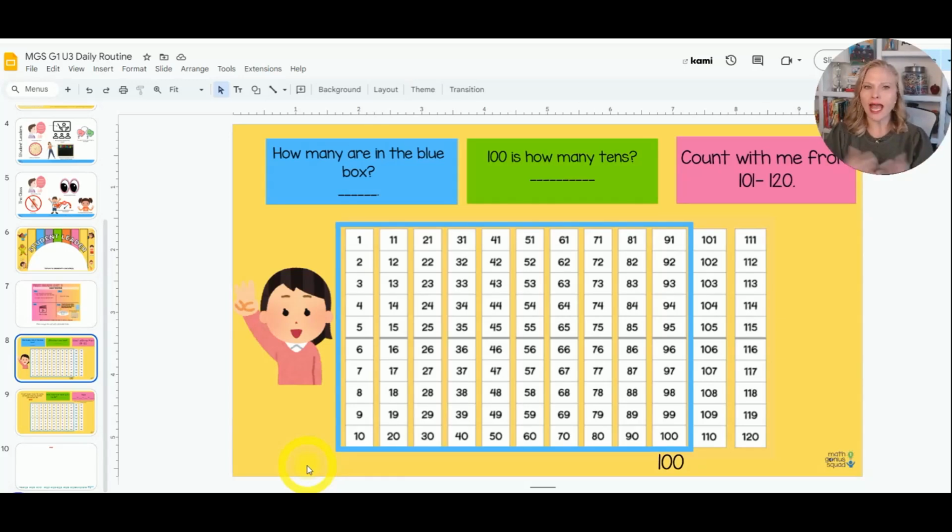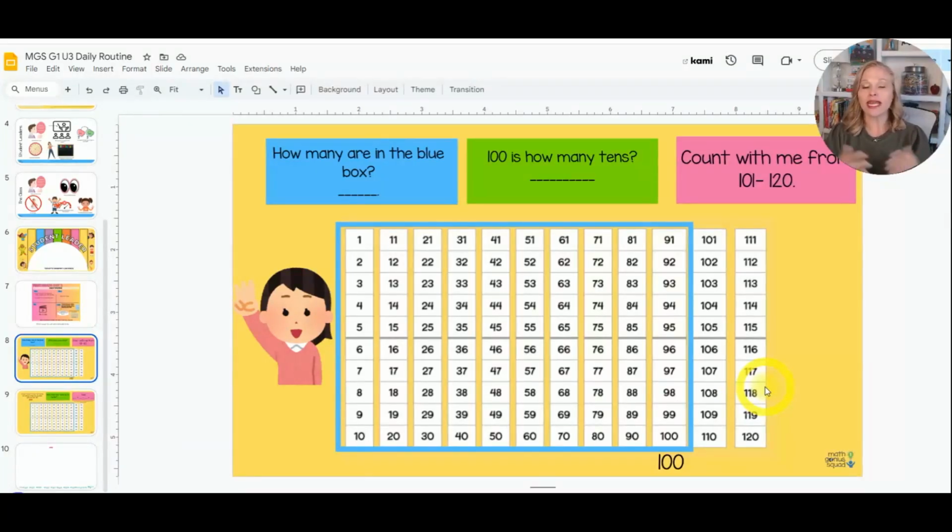So the student leader would say, how many are in the blue box, class? And the class would say 100. And then 100 is how many tens? And the class would say 10. Now, if your class does not say 10, the student leader would say, let's count together. And you would have the students count 1, 2, 3, until they see that there are 10 tens. So remember, if they don't believe it, you're going to reconfirm it and have everyone count together.